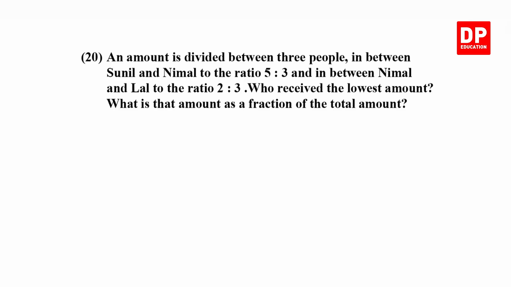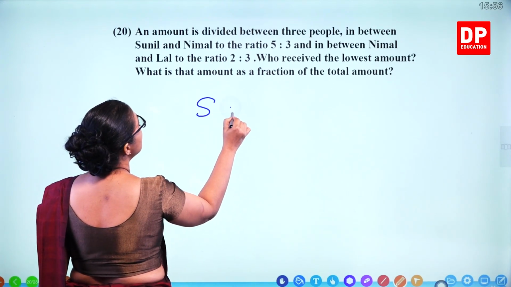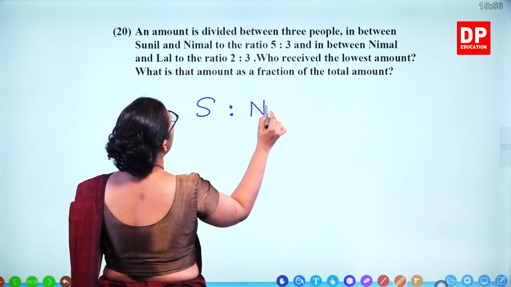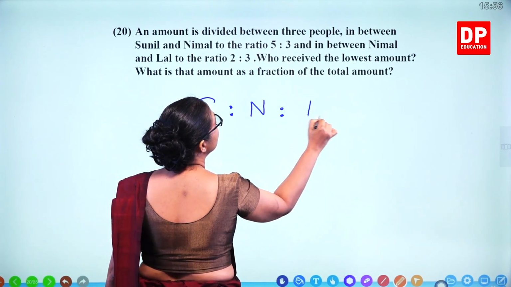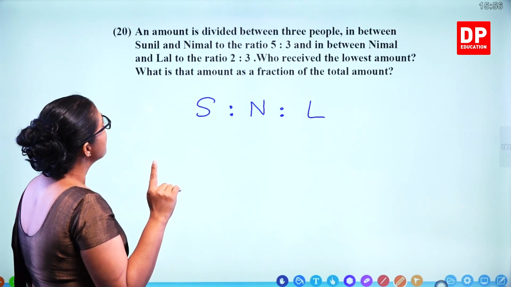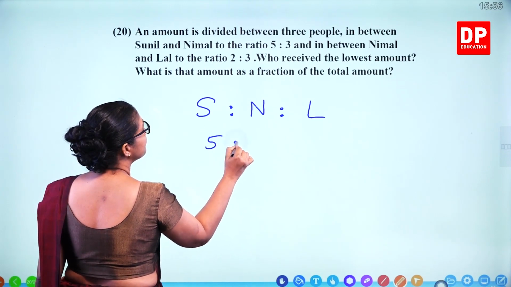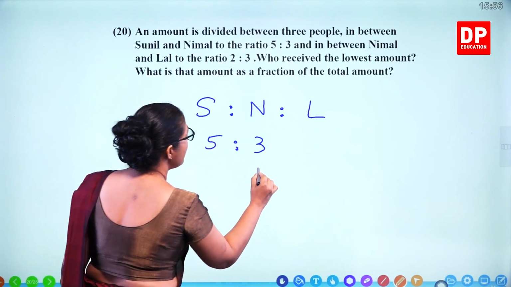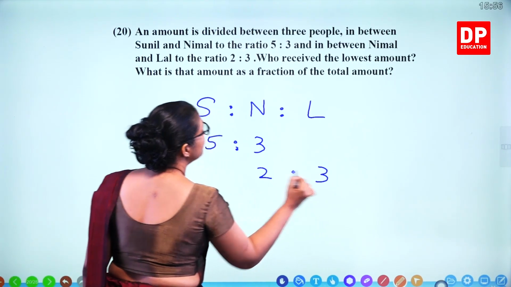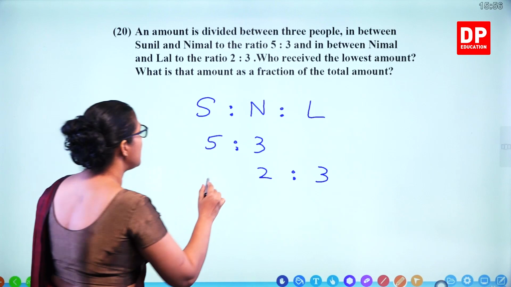Question number 20. An amount is divided between 3 people: Sunil, Nimal and who's the other one? Lal. It says Sunil and Nimal in the ratio 5:3. And in between Nimal and Lal in the ratio 2 to 3. Who received the lowest amount? What is that amount as a fraction of the total amount?